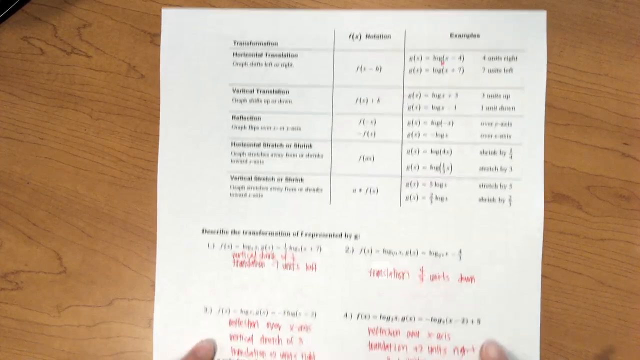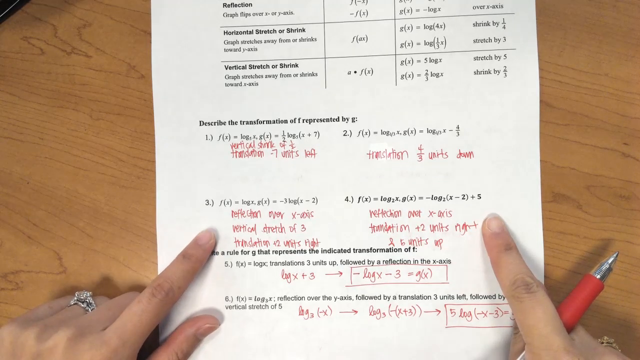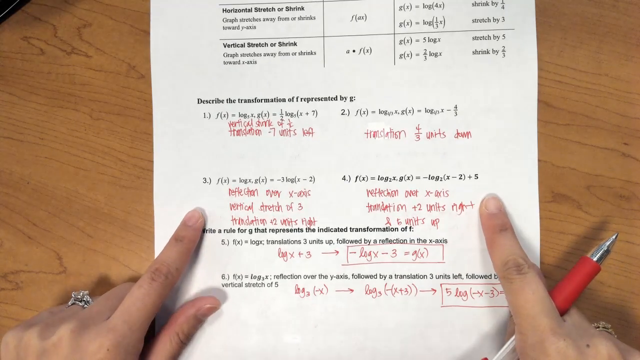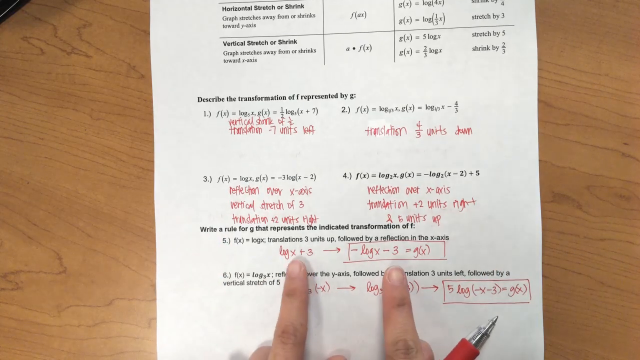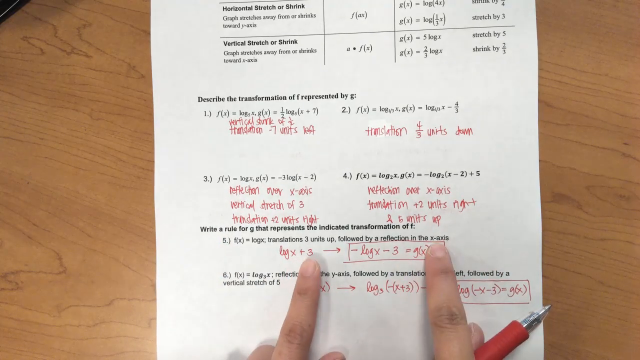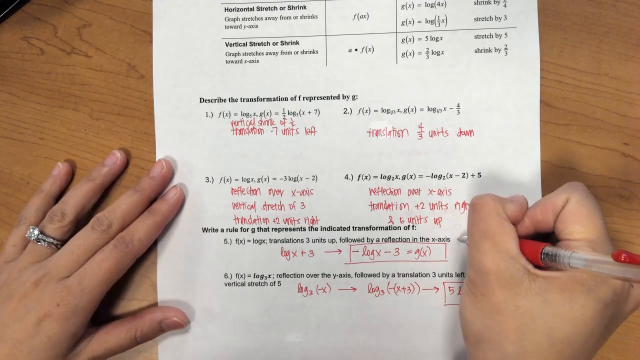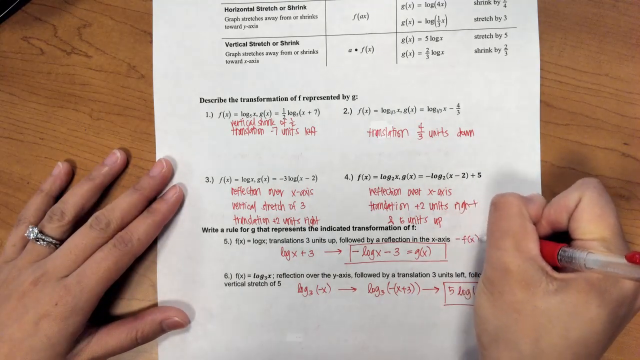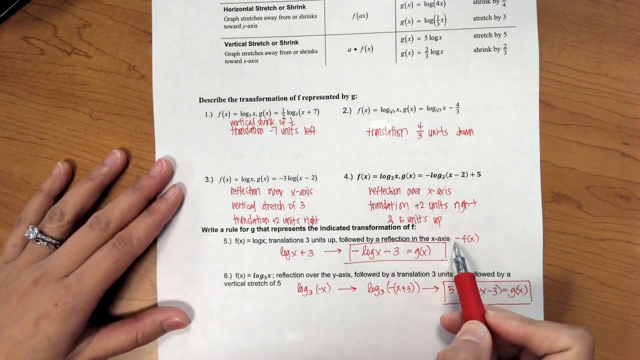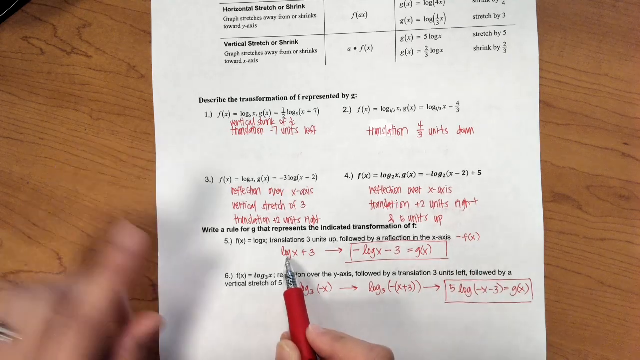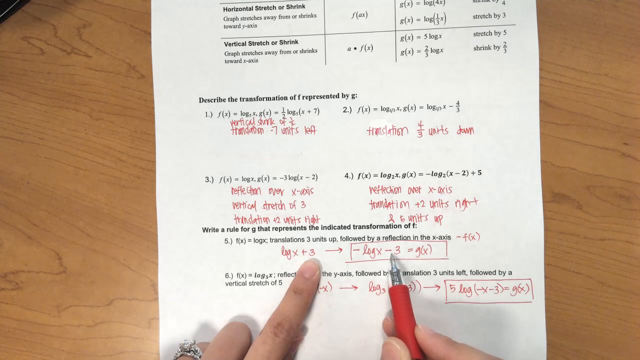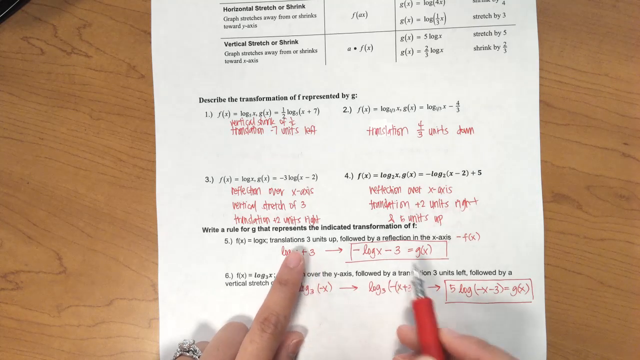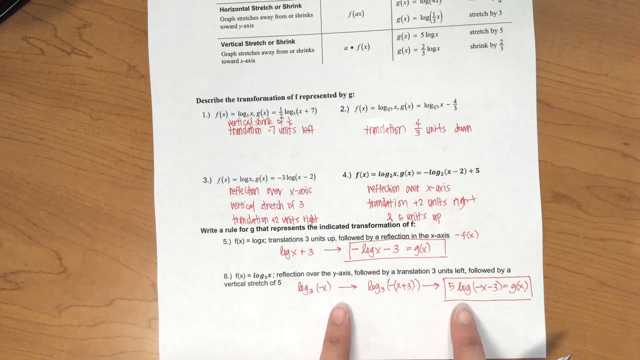Everything here I think is going to be pretty straightforward. You're just identifying the shifts or translations and stretches and shrinks. This one is the one I talked about. A reflection in the x-axis is negative f of x, which means the whole function is multiplied by a negative. So that log x gets a negative in front, and the positive 3 is multiplied by a negative. Please make sure you catch that one. This last one is exactly the same as the front.